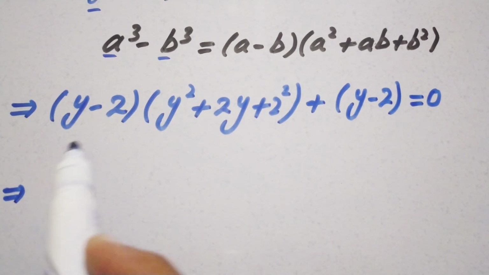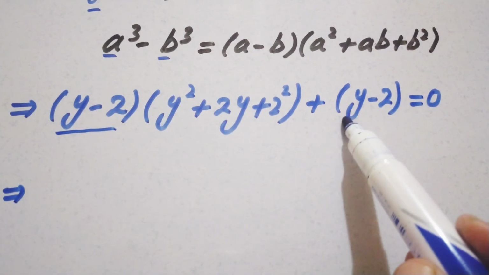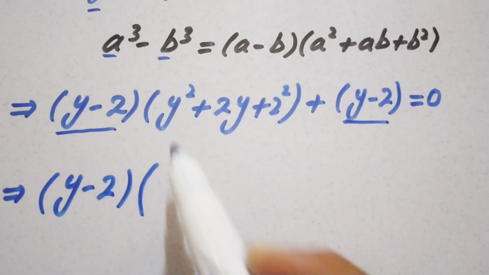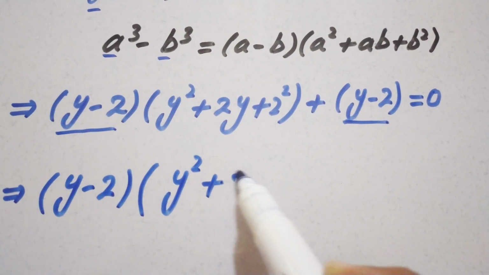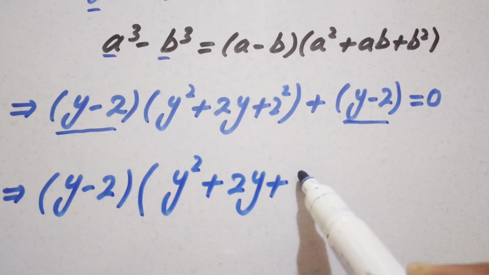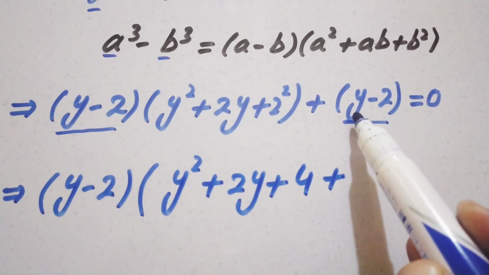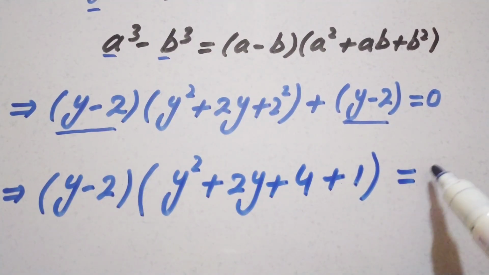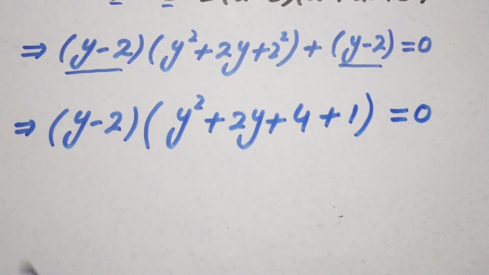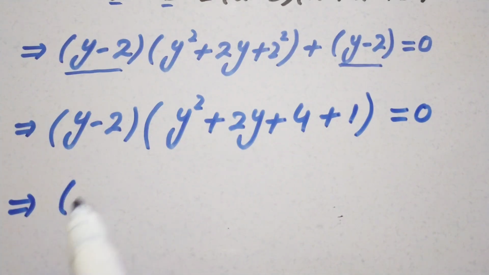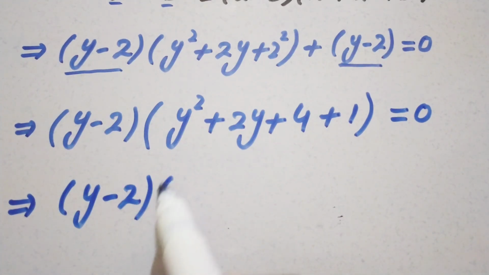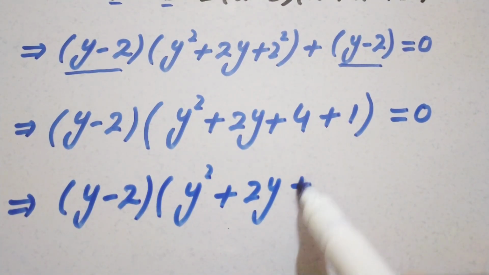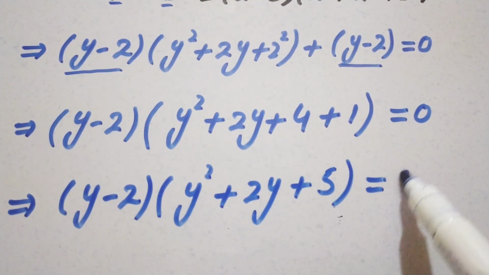And now we can factor out y minus 2 as a common. So y minus 2, and inside here y squared plus 2y plus 2 squared, which is 4, plus here y minus 2, which we have taken common, and inside here 1 will be left. This is equal to 0. So now this will become y minus 2 into y squared plus 2y plus 4 plus 1, 5, is equal to 0.